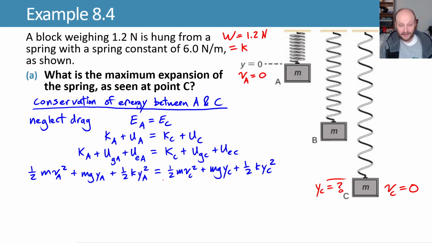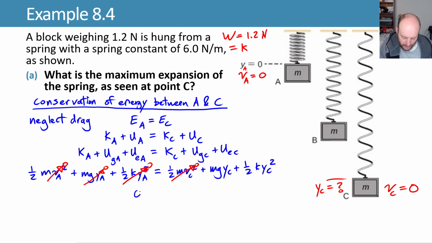We can go through and ask, do any of these things go away? And in fact, sometimes I might have done this already. I'm kind of writing everything out to be explicit. We know the velocity at A is 0. We set our y equals 0 here at A, which means that all of those terms go away. And my velocity at C goes away as well. So we're just left with 2 terms here.